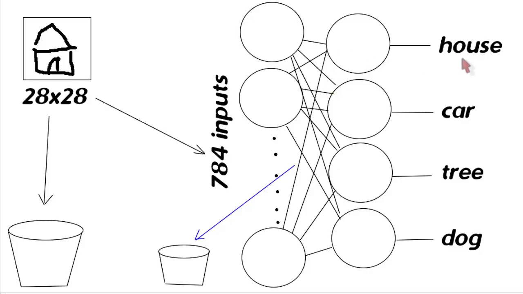Since we want to recognize house, car, tree, dog, we need 4 outputs. If we draw or paste an image on a 28 by 28 grid, that's 784 inputs. Now, every time we draw or paste an image and we hit the guess button, the inputs from that image are saved. That's the big bucket. Every time the model trains, its internal values are adjusted and the latest, most up-to-date values are also saved. That's the little bucket.